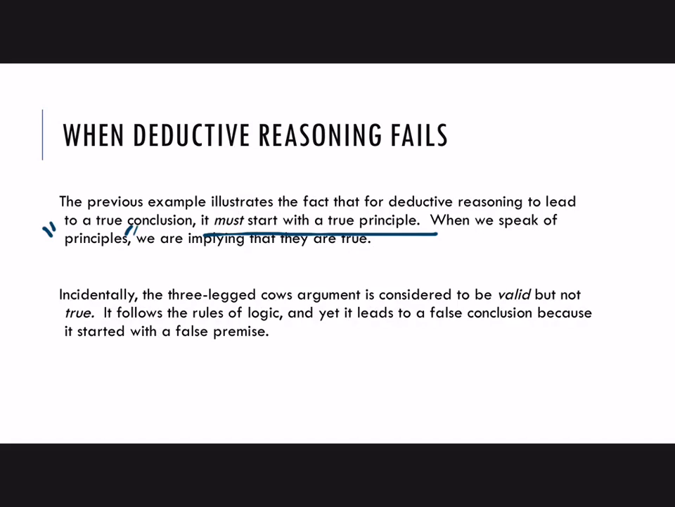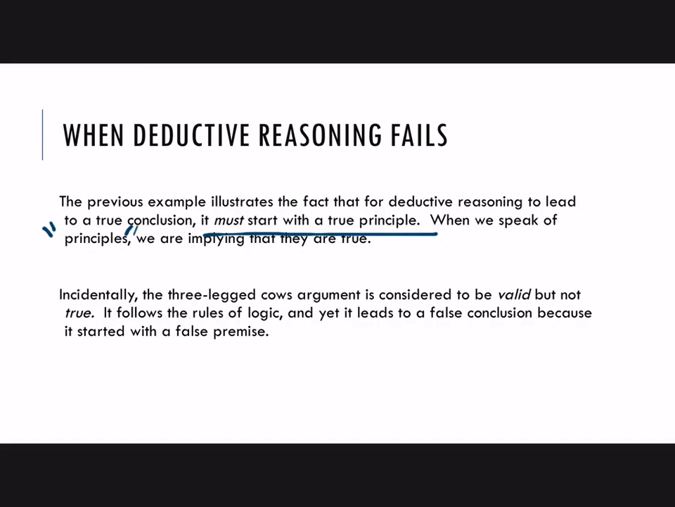The 3-legged cow argument, that's valid, but not true. So when something follows the rules of logic, but still leads to a false conclusion because it started with a false premise, then we say that it's valid, but not true.